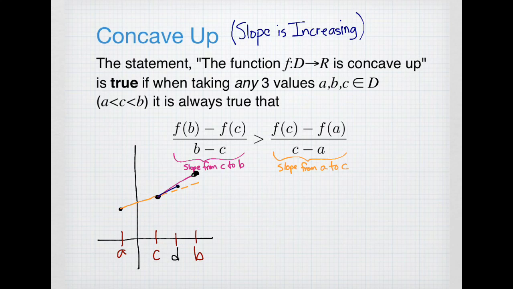So I have a steeper slope than going from A to C, and going now from D to B, I'm steeper again. So what does a typical concave up shape look like?